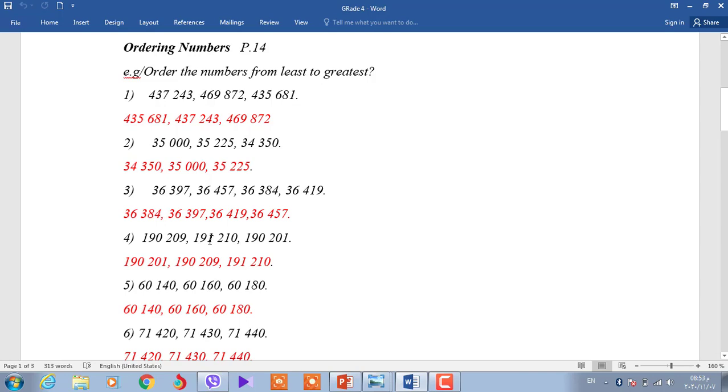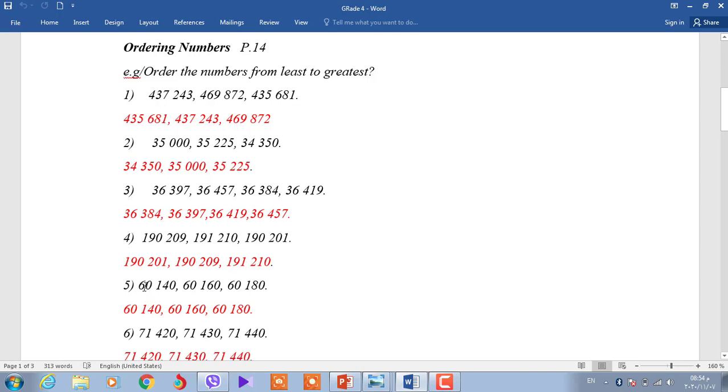In practice 4 or example 4, we have 190,209, 191,210, 190,201. Which one is least? We have 190, 191, 190, 190, because we have 190,201, 201 is least. After that 190,209, and 191,210 is greatest, dear student.